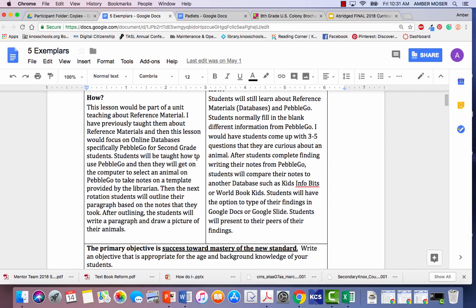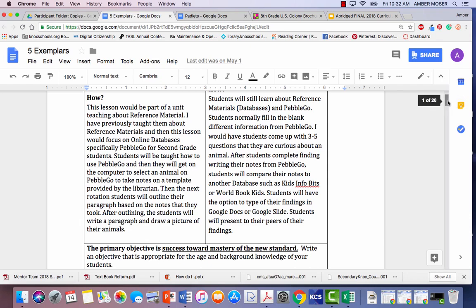These students would be taught how to use Pebble Go. I imagine that would be probably navigation and things like that. And then they would get on a computer and select an animal on Pebble Go, and then take notes on a template provided by the librarian. On their next visit, students would outline a paragraph based on the notes that they took, and then after outlining, the students would write a paragraph and draw a picture of their animals.